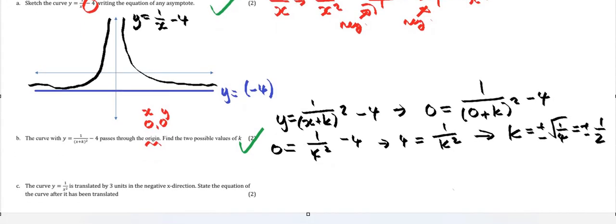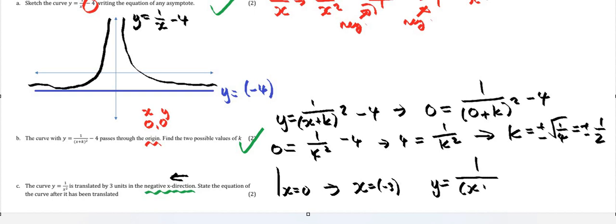Now part 3. The curve y equals 1 over x squared is translated by 3 units in the negative x direction. So we are going to go 3 units in that direction. What does that mean? Normally our asymptote is going to be shifted in the x direction. So our vertical asymptote, which is x equals 0, is going to become x equals minus 3. So what's the equation that we're going to get? If it's moving in the x direction, it must be in the bracket. So that's 1 over (x plus 3) all squared. Remember, inside the bracket is x, outside the bracket affects y.